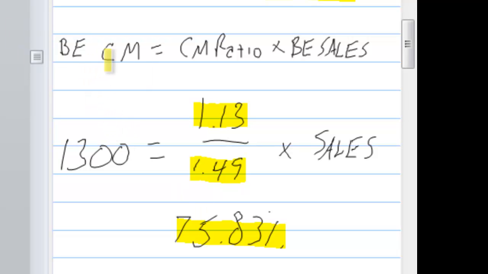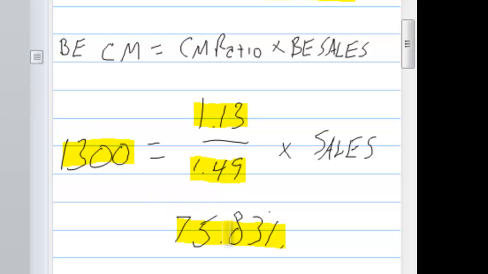Let's look at our break-even contribution margin. Break-even contribution margin is going to be where our contribution margin equals our fixed expenses. We know that the fixed expenses per month are $1,300, so if we want to break even, we have to have a contribution margin of $1,300. So we can say the break-even contribution margin is $1,300.